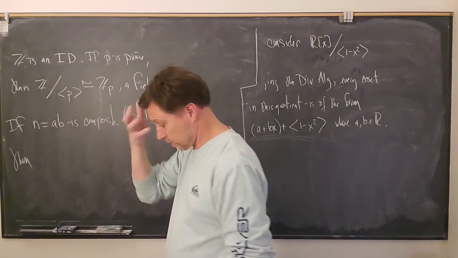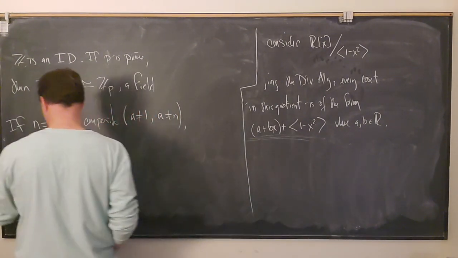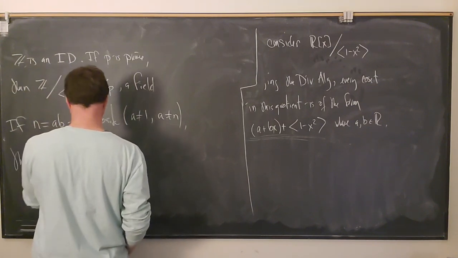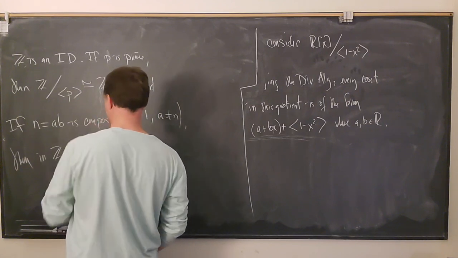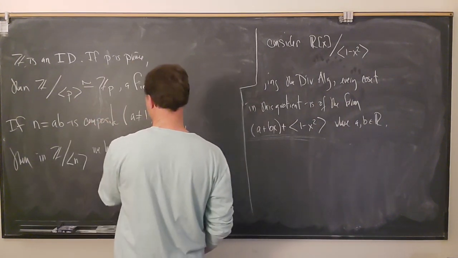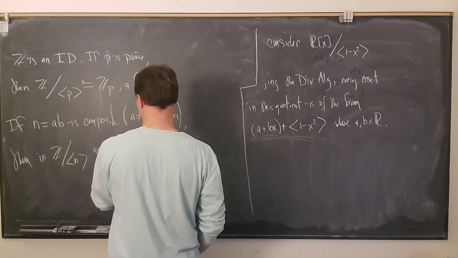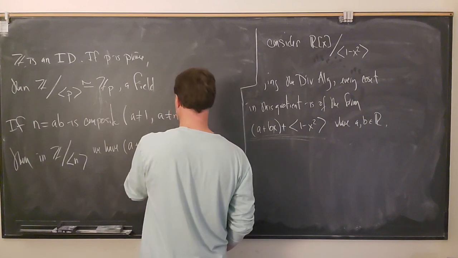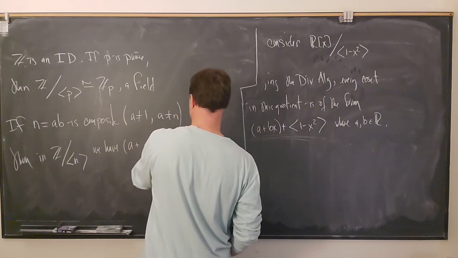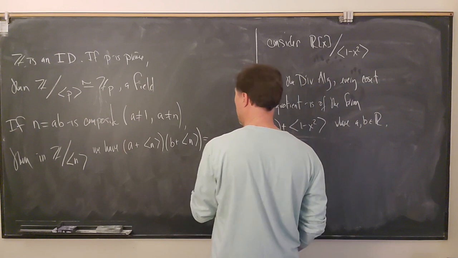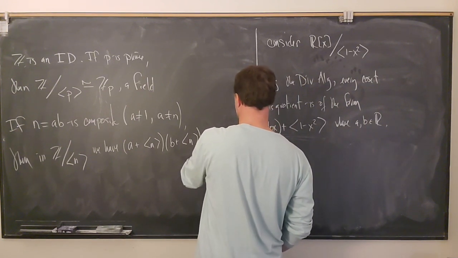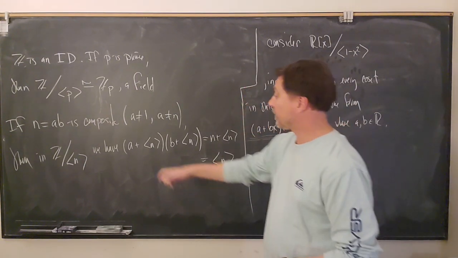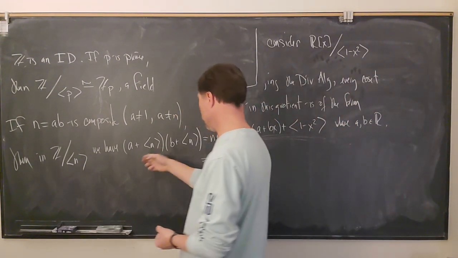in the quotient Z mod the ideal generated by n, we have A plus the ideal generated by n, times B plus the ideal generated by n, that's equal to n plus the ideal generated by n, right? That's the identity. So once again, we've got zero divisors, right? Neither of these is 0, right?